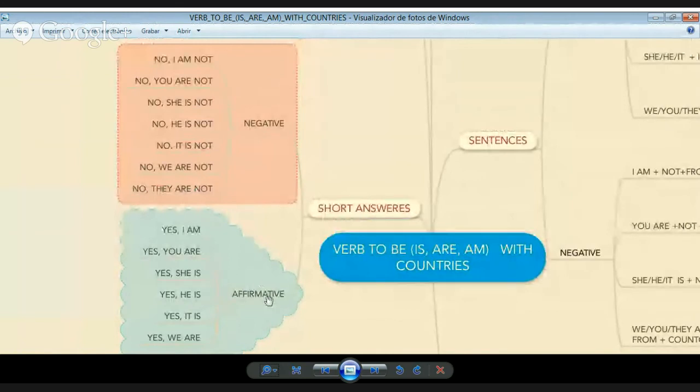Negative or affirmative short answers. When I ask you, for example, are you not from Canada?